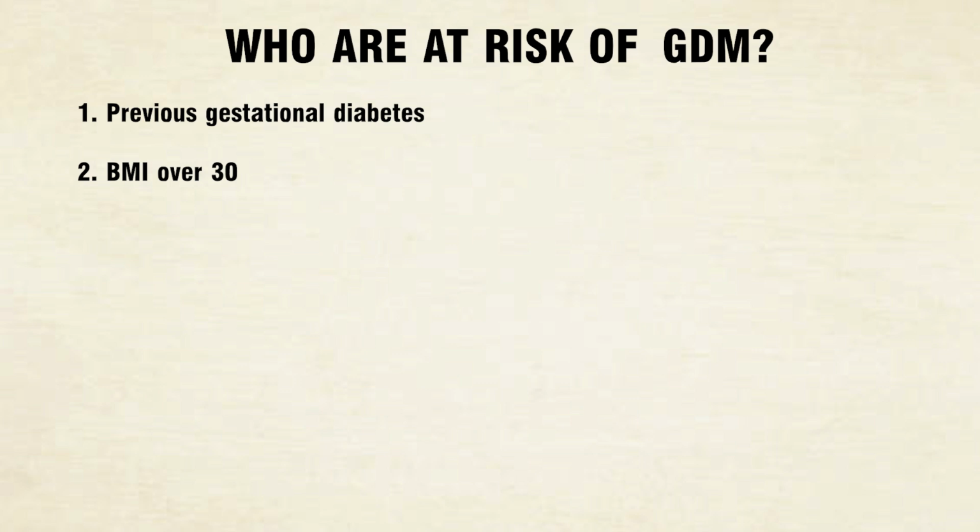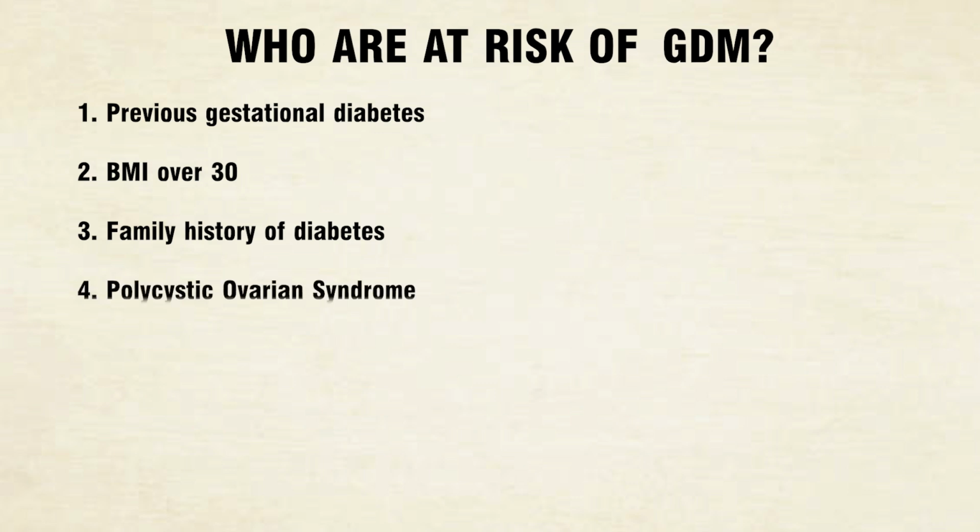Obesity is a major factor in insulin resistance, and a body mass index above 30 before pregnancy increases the likelihood of GDM. A family history of diabetes. A strong family history of type 2 diabetes, particularly in first-degree relatives, raises the risk. Polycystic ovary syndrome. PCOS, which is often associated with insulin resistance, predisposes women to gestational diabetes.